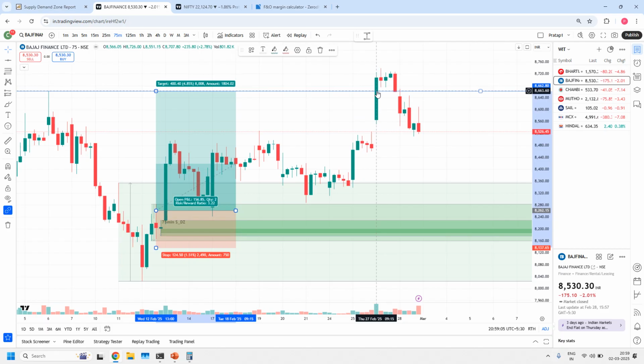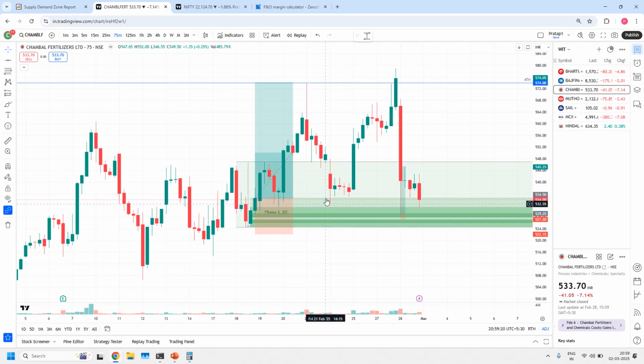So that's why in swing trading, sometimes you need to hold your trades for 2 or 3 weeks to reach the target. Sometimes within a week you get it. See, previously what happened? Chambal Fertilizers reached the target within the week. We got the trade on 24th February and it reached the target on 27th February.